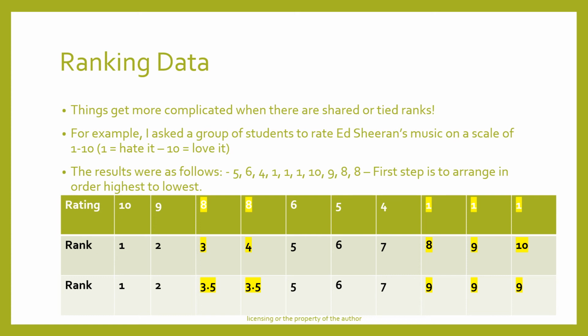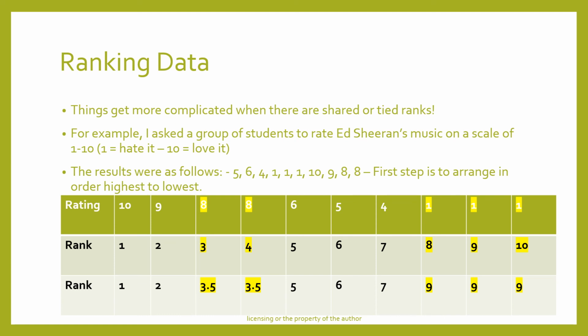So 2 of my students rated Ed Sheeran's music as an 8, which gave them the rank positions of 3 and 4. Now, they can't have different values because they're the same. So we take the value in the middle. They both become 3.5 because the middle value between 3 and 4 is 3.5. Note what happens to the next one though. After 3.5, the next rank is 5, not 4, because you've already used the rank values of 3 and 4, and 3.5 is in the middle. So the next one becomes 5.